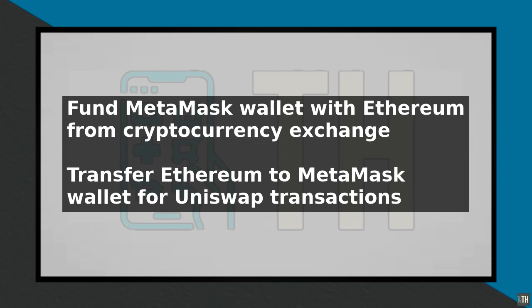Uniswap. You can buy Ethereum from a cryptocurrency exchange like Coinbase or Binance, and then transfer it to your MetaMask wallet. After funding your wallet, go to the Uniswap website and connect your MetaMask wallet by clicking the Connect Wallet button in the top right corner. Select MetaMask from the list of available wallets and follow the prompts to complete the connection.